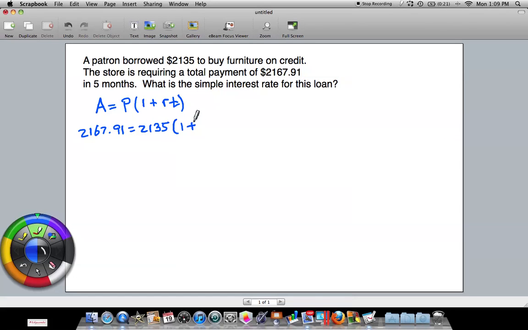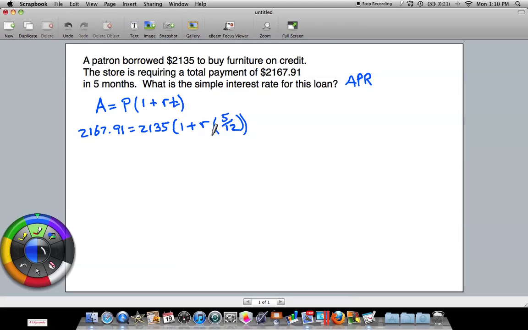1 plus r. I don't know r, so I'm just going to leave it as r. I guess you could change it to x and then just realize that it's r, but it's easier to just leave it as r. And then when you get to the time, you have to be careful. Generally, when you ask for a simple interest rate of a loan and you don't give it a time frame, we're generally looking for annual percentage rate. So we're going to get 5 out of 12 to change it into a year.